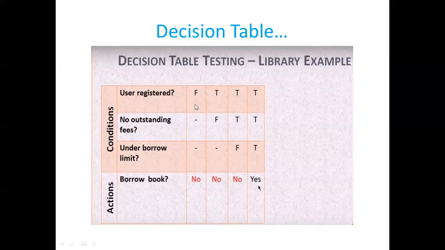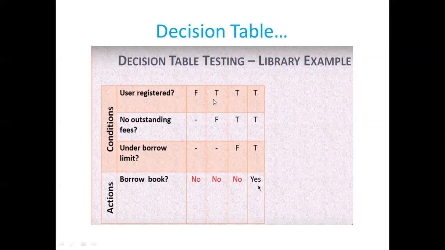Consider this example. User is registered, or he is not registered. Does it matter what the outstanding fee is or whether he is under the borrow limit? These two fields don't matter. If the person himself is not registered, then why do we look into outstanding fee and the borrow limit? If he isn't registered, he doesn't have any information about these two things. So in this case, if the user is not registered, let's go with no. You will not get the book.